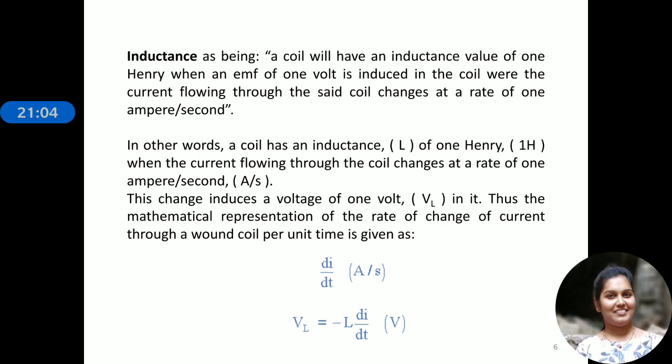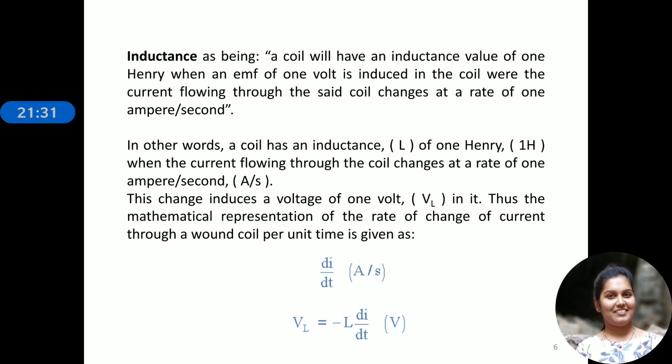Okay, for 1 Henry, 1 volt of EMF is induced and it is causing a 1 ampere per second rate of change of current. In other words, a coil has an inductance L of 1 Henry when a current flowing through the coil changes at a rate of 1 ampere per second. This change induces a voltage of 1 volt in it.